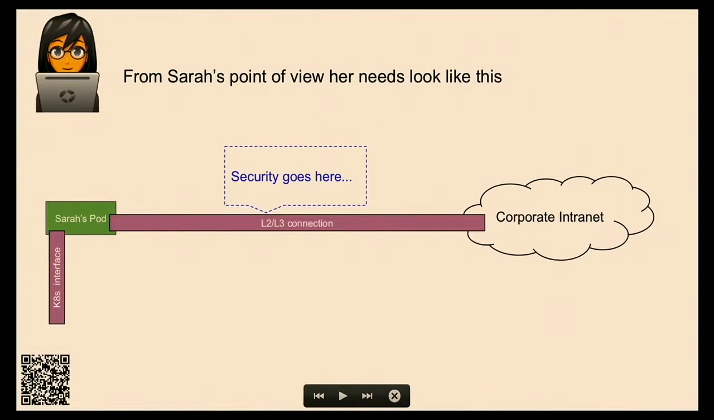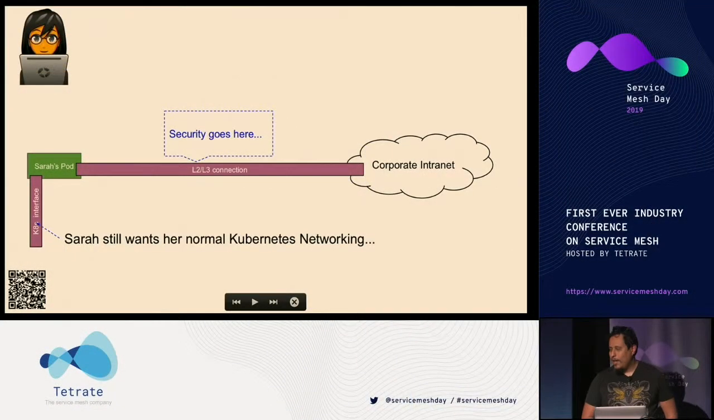So she wants something that looks like this: from her point of view, she has her Kubernetes interface, she has an L2, L3 connection to her corporate intranet, there's some security in the middle, and she doesn't want to have to care about the rest of the world. Like, she just wants to have this.